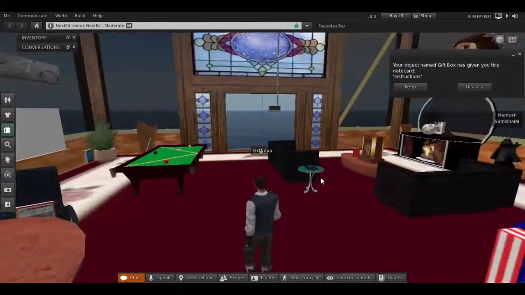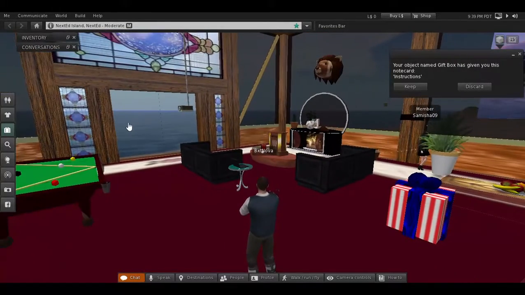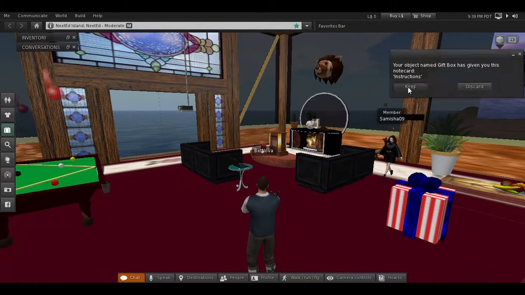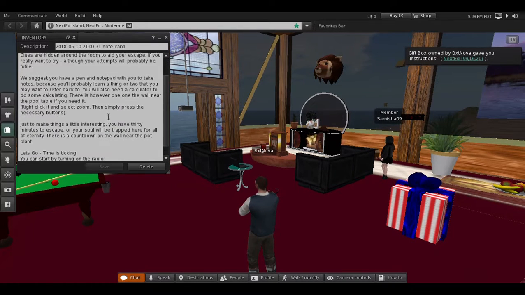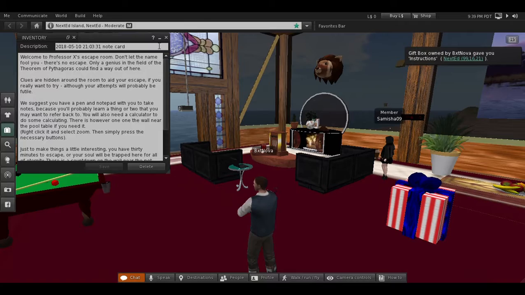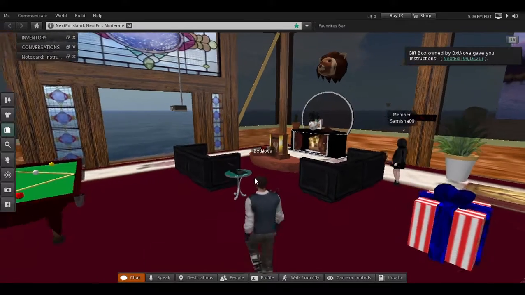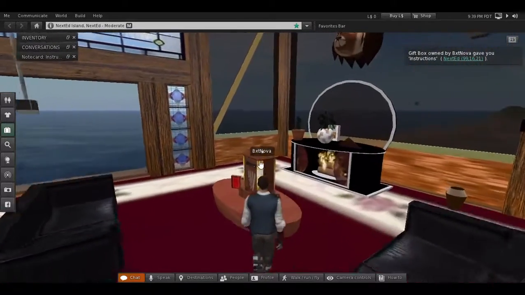There's lots to explore in the room, but first you've got to click on your present, and that'll give you an option to either keep the note card or discard it. Basically they get this note card which gives them instructions on how to progress through this game and where they can go from here, and just about what they're going to be doing and experiencing while they're here.